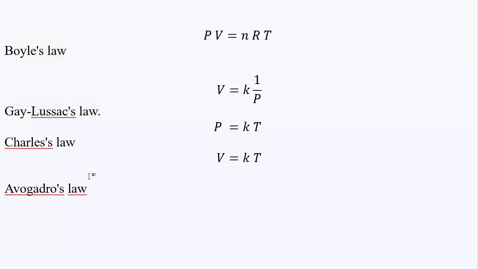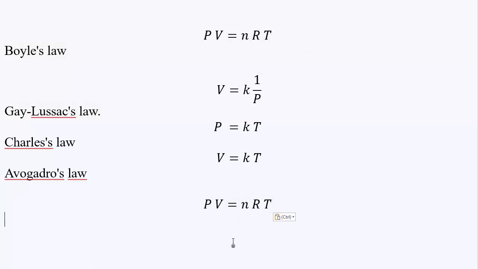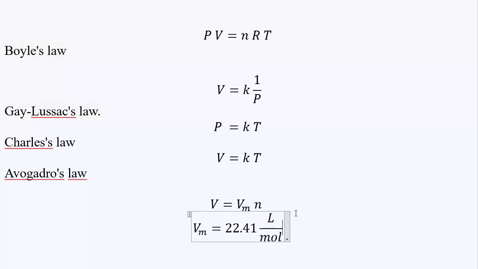Avogadro's law is interesting because in this case, the quantity of substance does vary, while the constants are pressure and temperature. Another uniqueness is that the constant generated is historically significant, known as molar volume. Its standardized value at normal conditions of 0 degrees Celsius and 1 atmosphere is 22.41 liters per mole of substance.